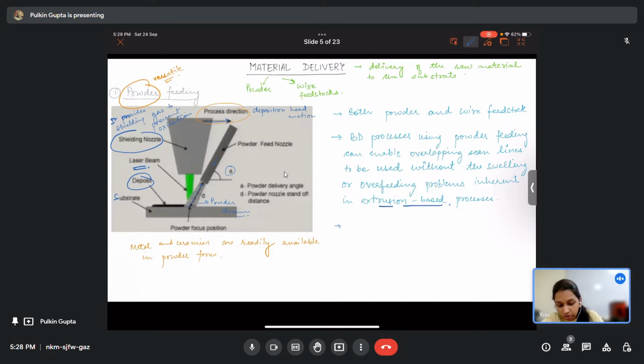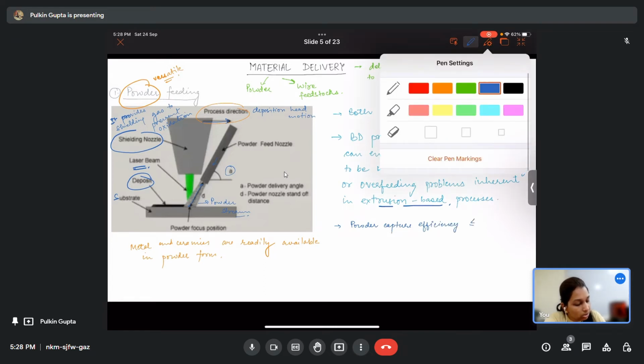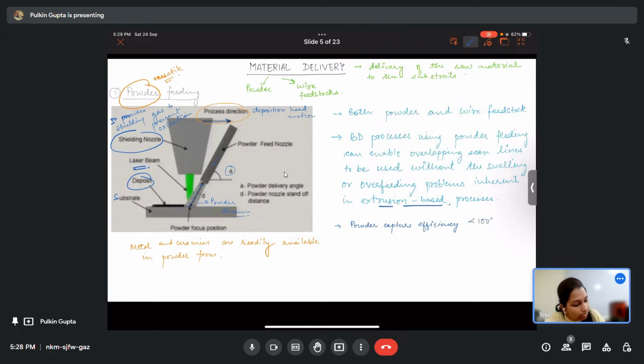Okay. Now, here it is to ensure that all the powder that is being fed is not captured. So, we can say that powder capture efficiency is just less than 100%. That is, some of the powder is not captured in the melt pool.